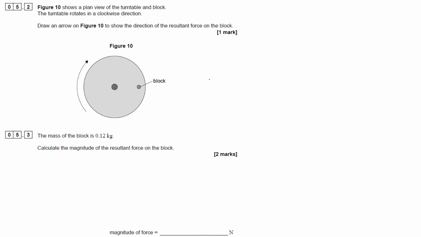This question, we are asked to draw an arrow to show the direction of the resultant force. Now, for anything moving in a circle, the resultant force is a centripetal force, and the direction of the centripetal force is always towards the center of the circular path that's taken. Okay, so for example, in this block, the circular path it's taken goes around like this. So this is the path taken by the block, and therefore the force points towards the center of that circle. So that's the force.